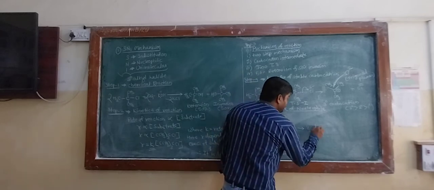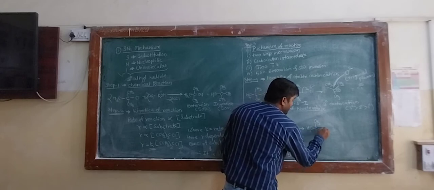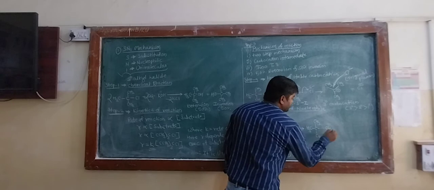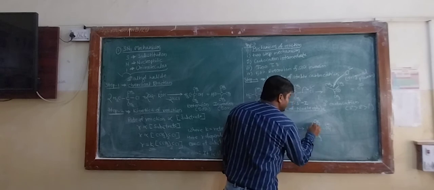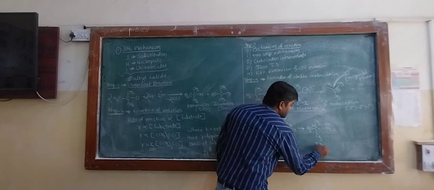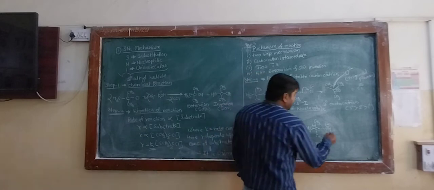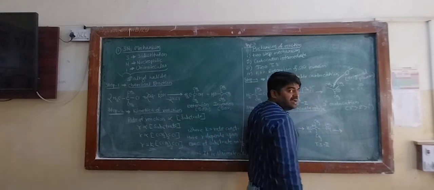So carbon with CH3, and there is a partial bond between carbon and OH. So there is a partial negative charge and partial positive charge. This is called transition state 2, and then finally you get the product.